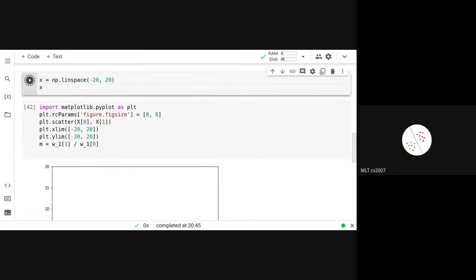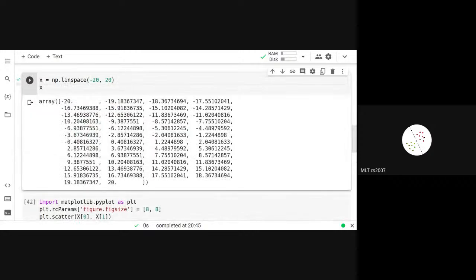So when I say x equal to np dot linspace of minus 20, 20, what I'm doing is I'm dividing the x-axis from minus 20 to 20, that is my x-axis, into 50 equal points. You understand? Like 50 equally spaced intervals. 50 is by default.